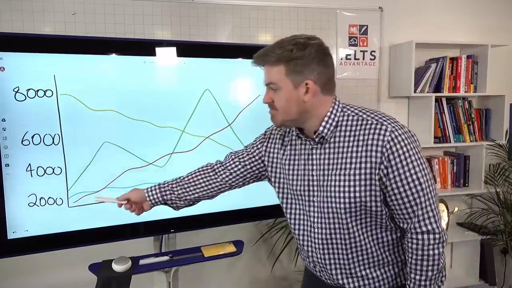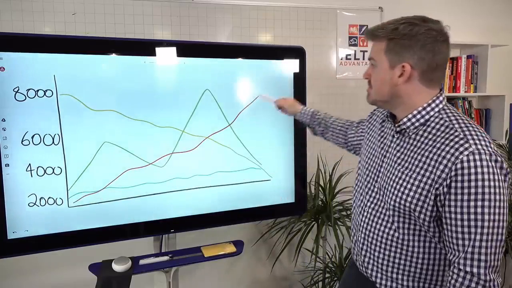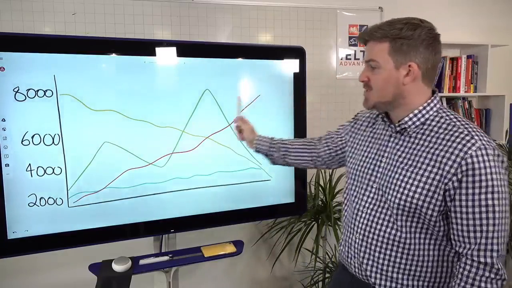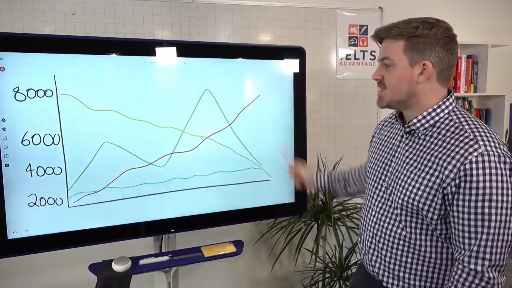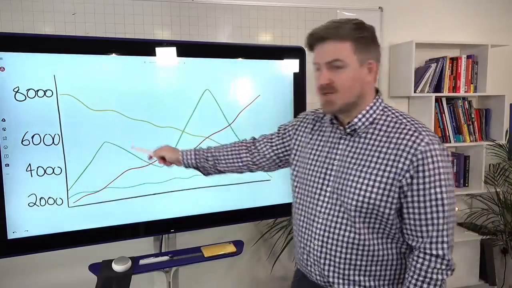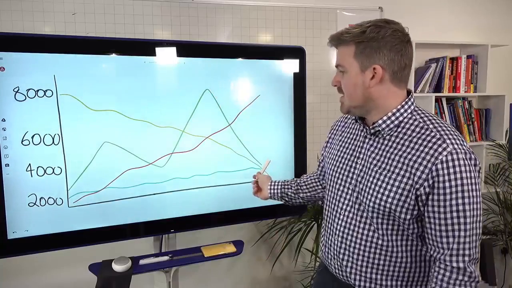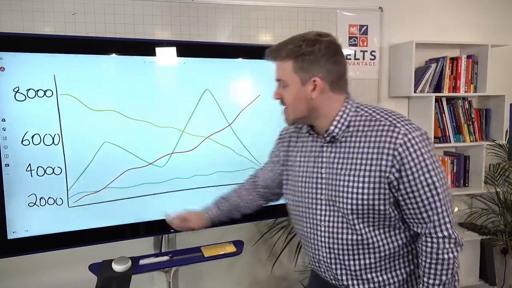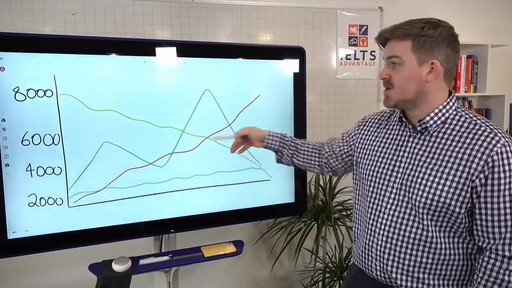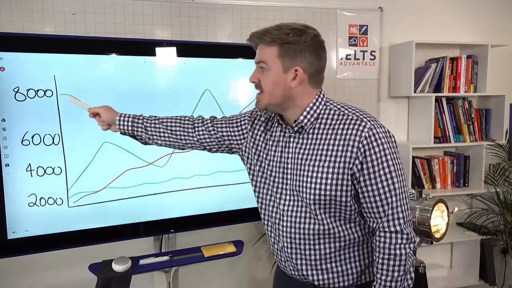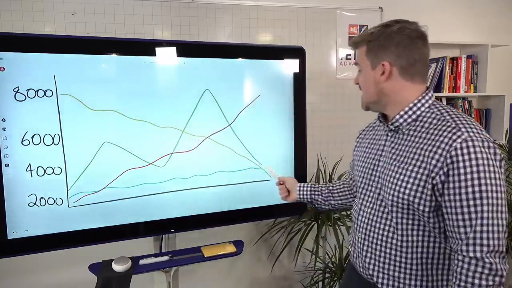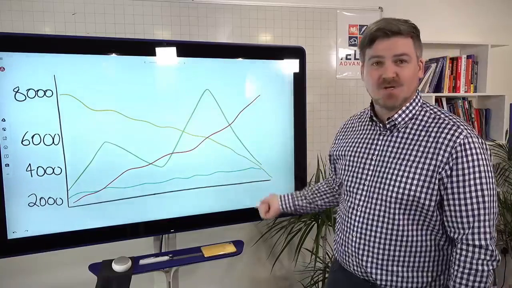The red line starts off the lowest and then goes up to pretty much the highest, so it just increases over time. The green line fluctuates over time and goes up to the highest point and then starts off at its lowest point and then goes back down, so it fluctuates throughout time. And the yellow one starts off the biggest and ends up the lowest, and it goes down over time.